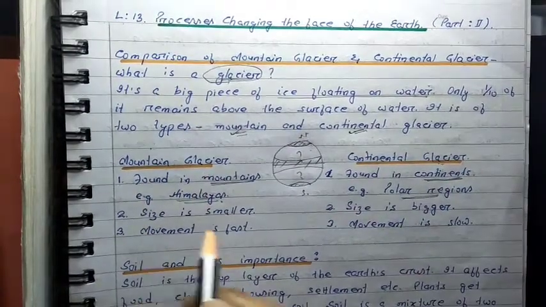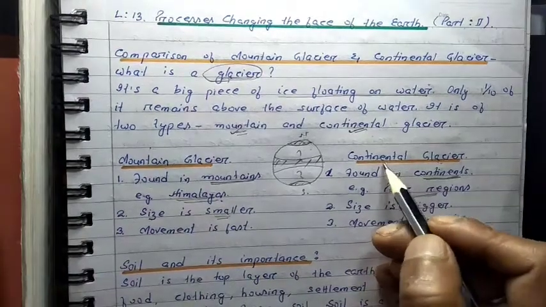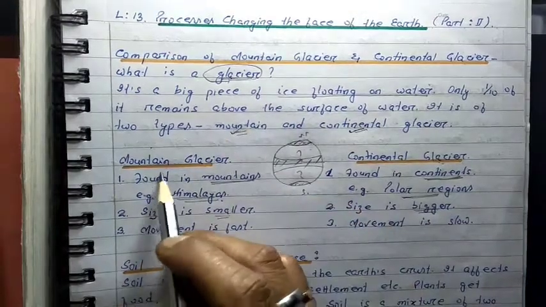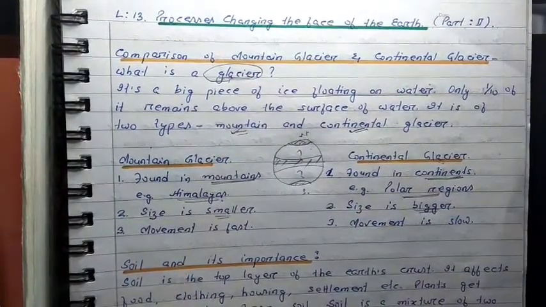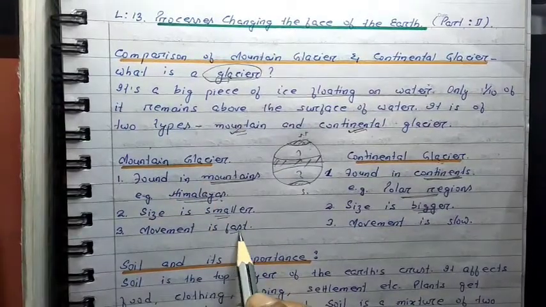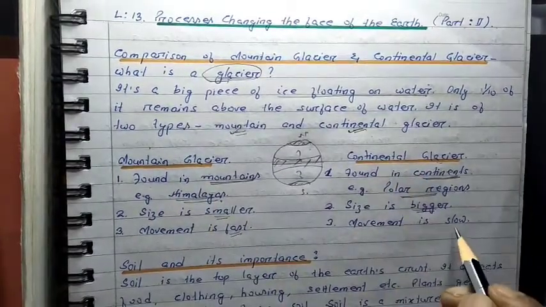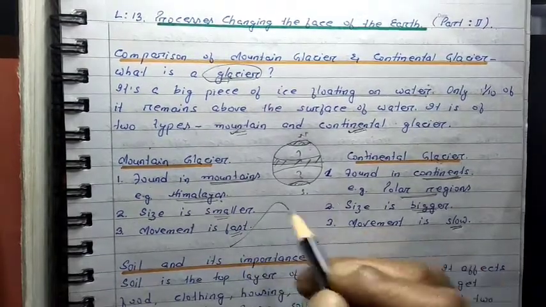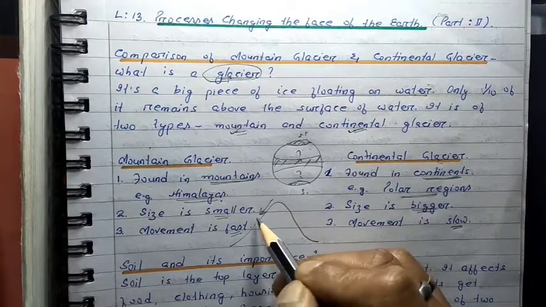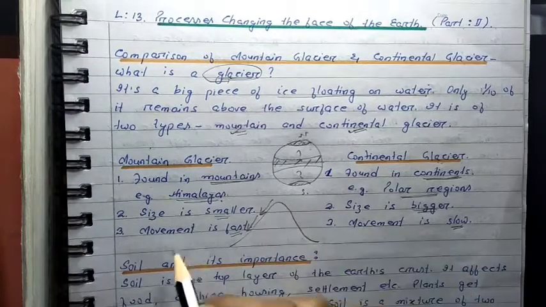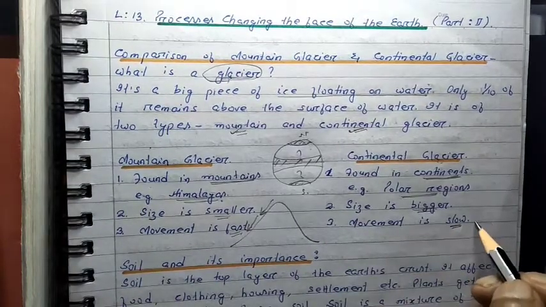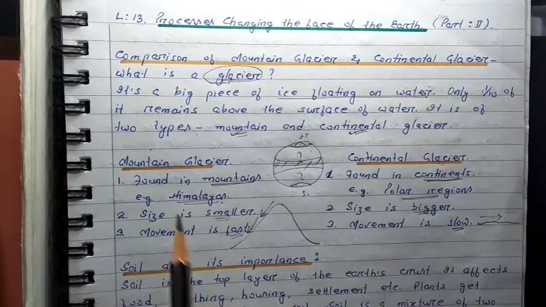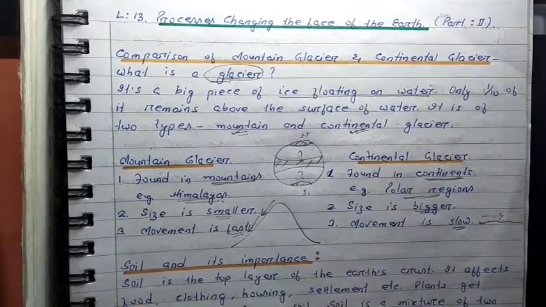Mountain glaciers are small in size in comparison to continental glaciers, but continental glaciers are bigger in comparison to mountain glaciers. If we go to the speed, the movement of mountain glaciers is fast, but the movement of continental glaciers is slow. I hope you know why: mountains are in this form, so automatically the glaciers can easily move down the slopes, and that's why their movement is fast. But continental glaciers are on plain areas, and that's why their movement is slow. So these are the differences between mountain glacier and continental glacier.